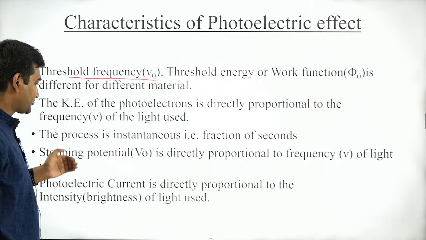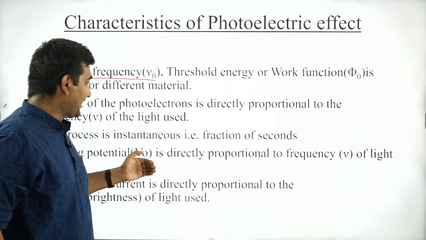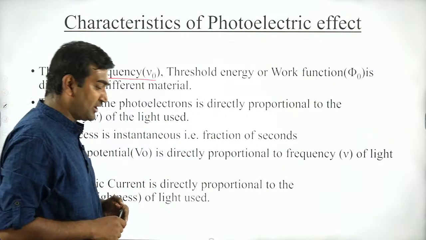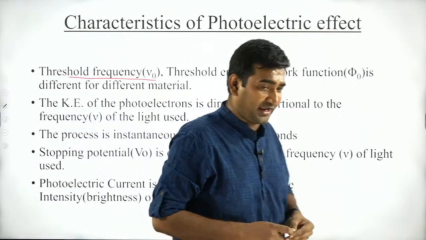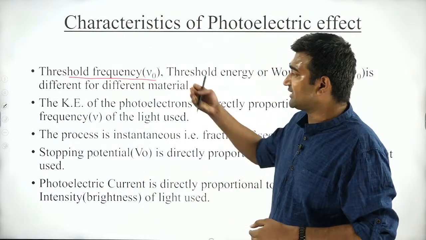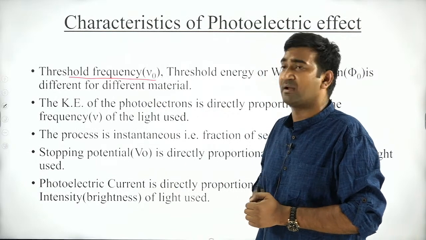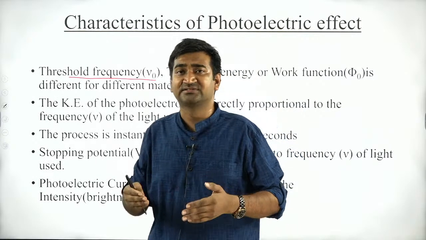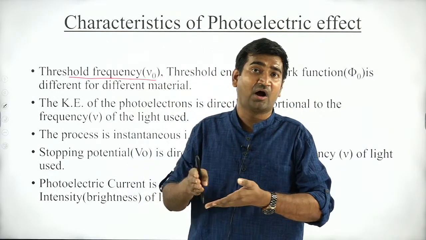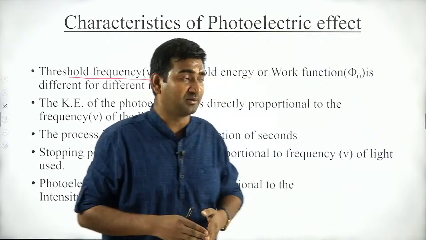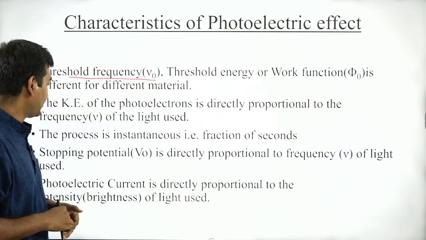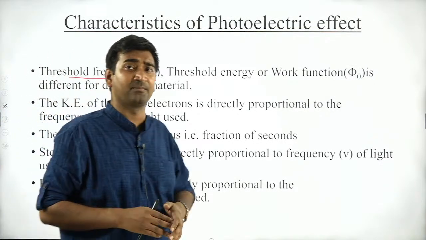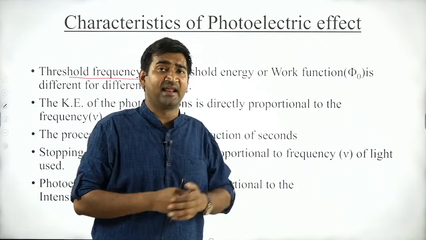Then there is something called stopping potential, V0, which is directly proportional to the frequency of light used. So the frequency of light used is again the way we calculated the kinetic energy, we will calculate the stopping potential also, and there also we will see that it will be dependent upon the frequency, which is used as either f symbol or nu symbol. So it is used like both. I will also talk about the meaning of a stopping potential in the next slides.